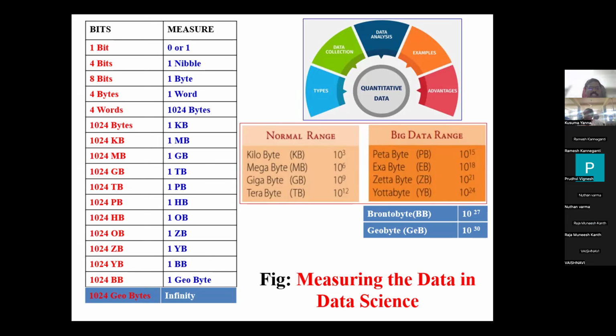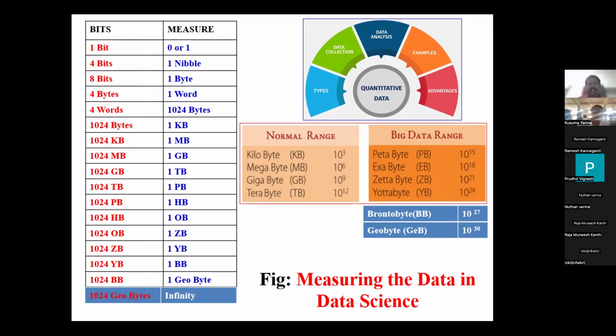1024 zettabytes equal to 1 yottabyte. 1024 yottabytes is equal to 1 brontobyte. 1024 brontobytes is equal to 1 geobyte. 1024 geobytes is equal to infinity. This is the way we are measuring the data in data science.